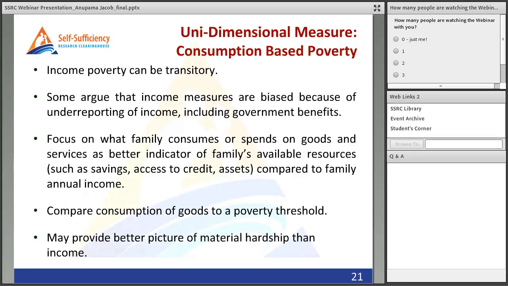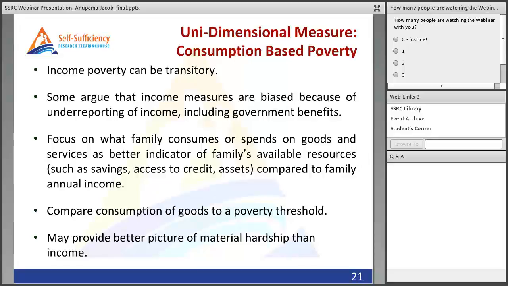So some researchers argue that consumption-based measures are better than income measures of poverty because annual income does not capture things like income fluctuations. For example, having a period of low income because of loss of employment, or the resources an individual or family may have at their disposal to meet their needs, even during periods of low income, such as savings or other assets. So as a result, consumption spending of families may differ from their reported income. So the idea is to look at people's consumption of goods rather than their reported income based on a poverty threshold. And doing so, some argue, will provide a better picture of material hardship.